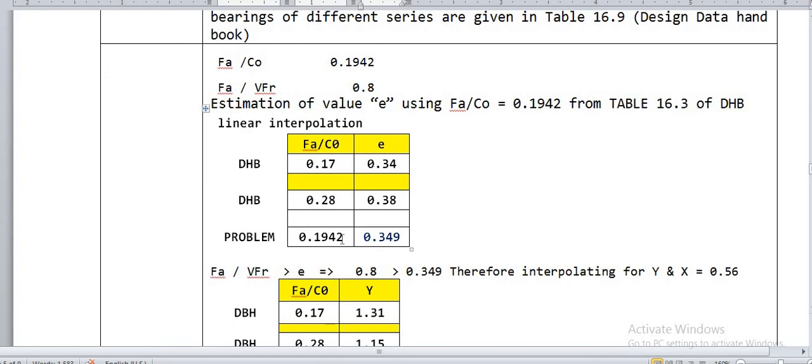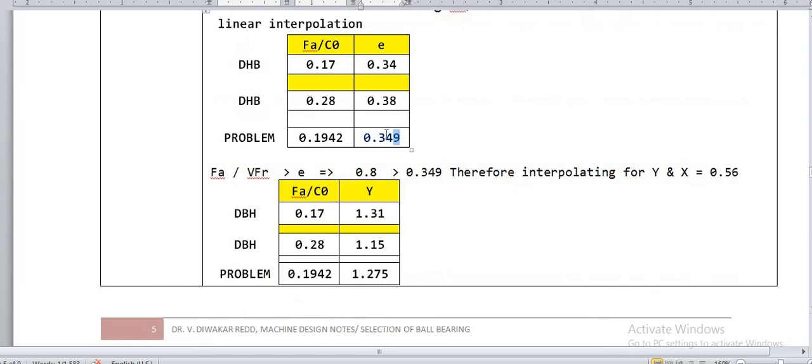So here we need to calculate FA by C naught for the value of 0.1942. Therefore, the approximate value after interpolation you'll get 0.349. So this E value has to be checked with FA by V into FR, which should be greater than E. Under this particular condition, since 0.8 is greater than 0.349, therefore the interpolation for X and Y is necessary.